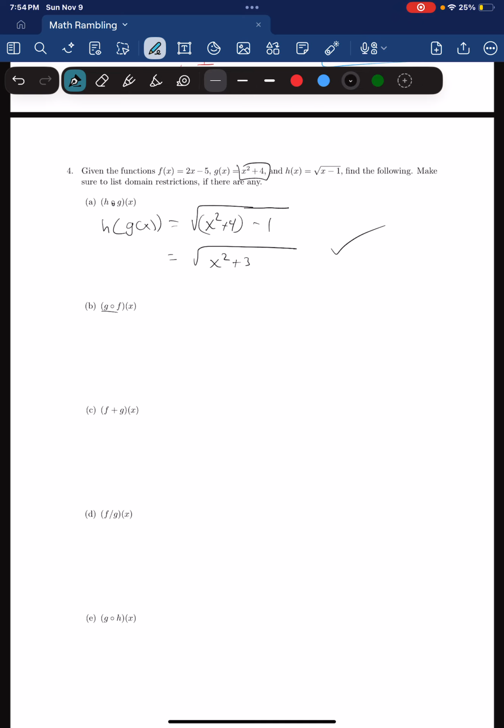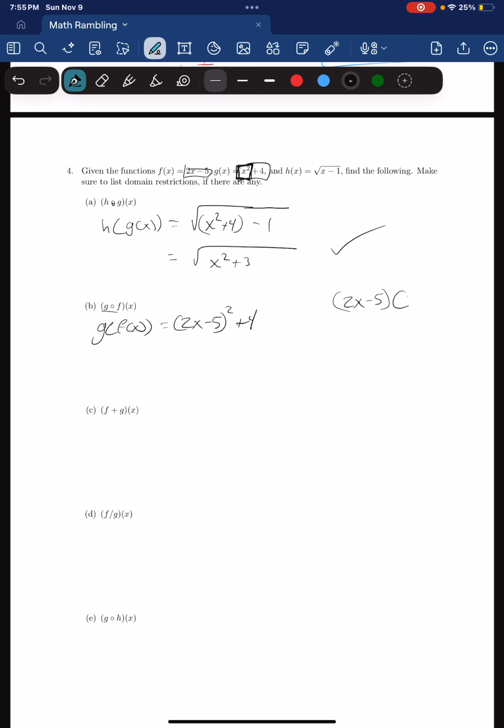So g of f of x. So let's do that. Let's try that now. So we're going to look at g of x, but we're going to plug in an f of x everywhere we see an x. So 2x minus 5. So 2x minus 5 squared, because of this x squared here. Then we add the 4. Now this 2x minus 5 squared, we can FOIL this a little. We could do some first, outer, inner, last. Some foiling. It's always fun.